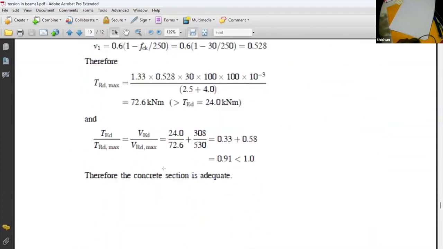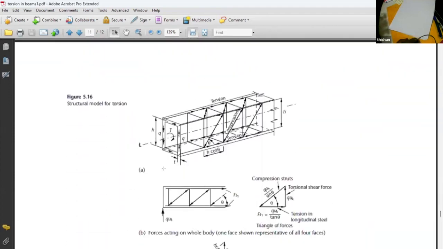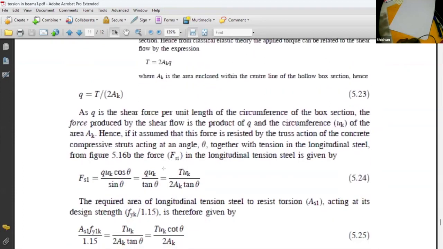Because everywhere you get theta. Right. Now, this is the theory part that we just discussed.